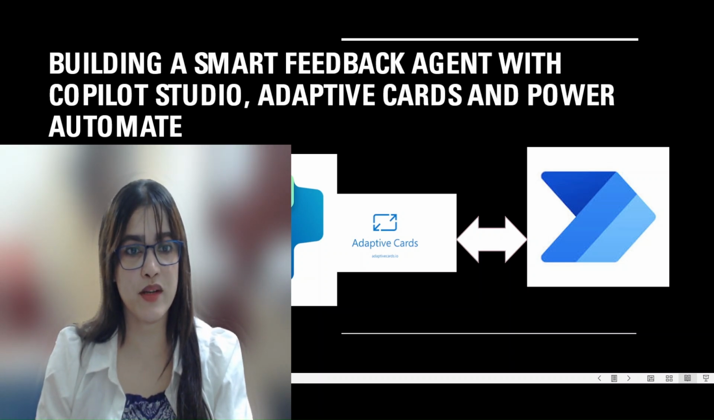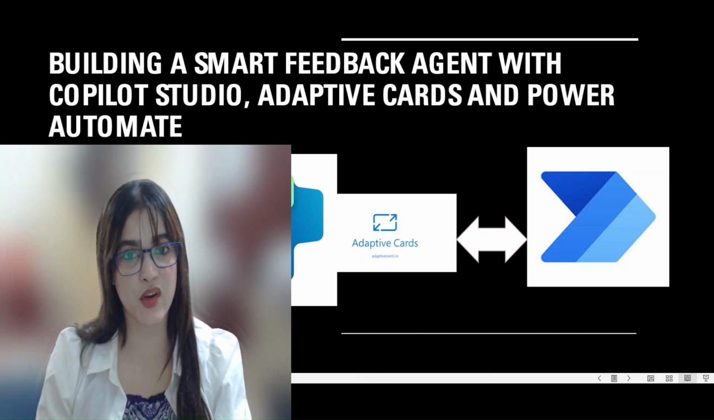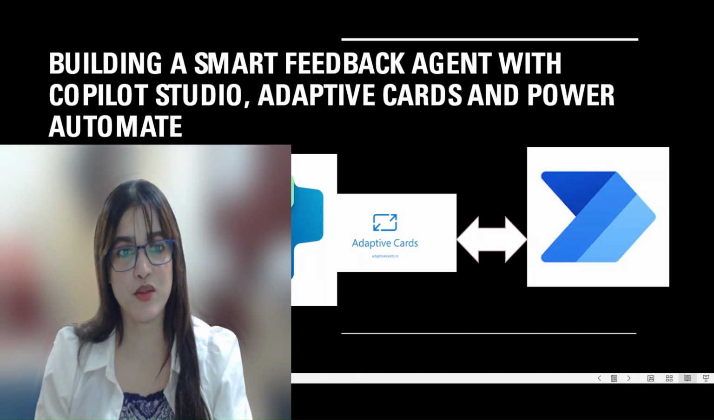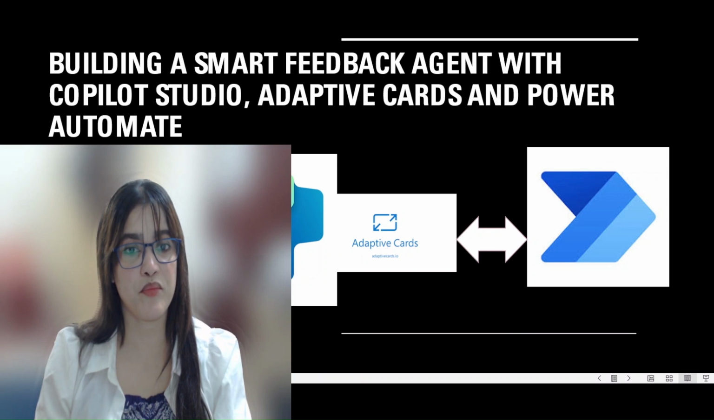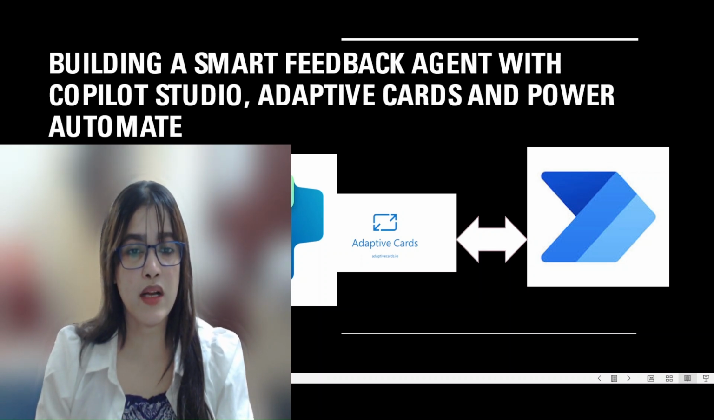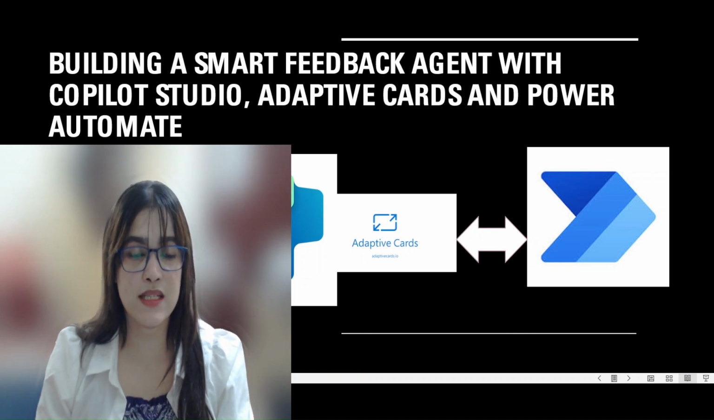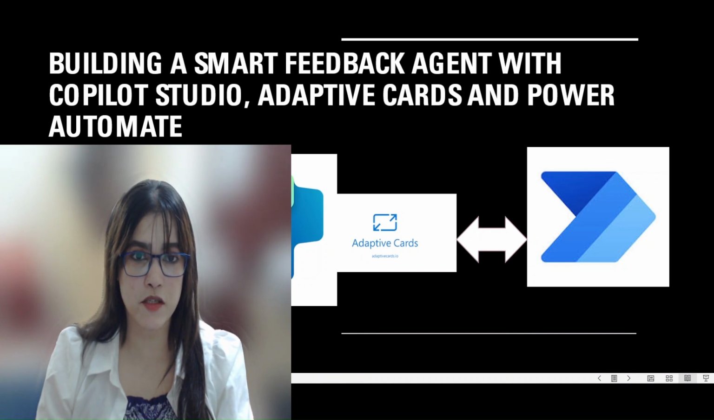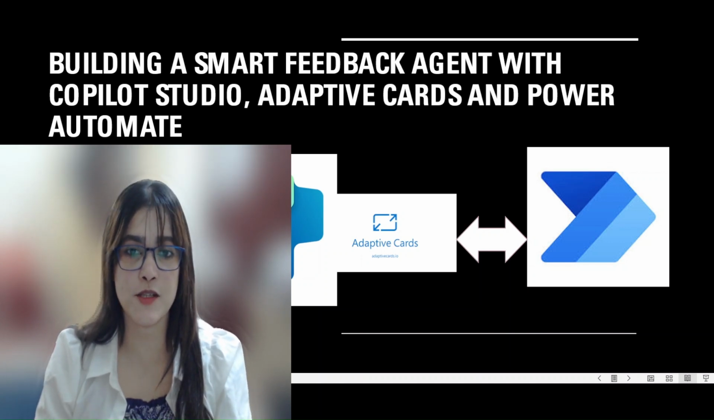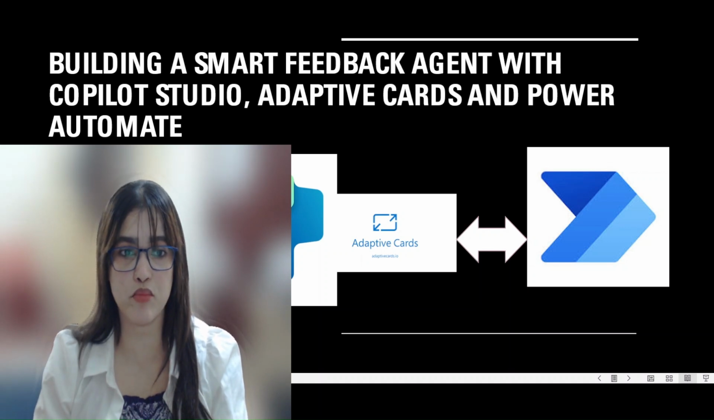Today we are going to dive into a very exciting topic which combines the power of AI, automation, and user interaction. We are going to explore how to build a smart feedback agent using Microsoft Copilot Studio, Adaptive Cards, and Power Automate. In this video, I will guide you through the entire process of creating an intelligent feedback system. We will start by designing interactive data cards that make it easy for users to provide their feedback. Then we will integrate these cards into Copilot Studio to create a seamless conversational experience.